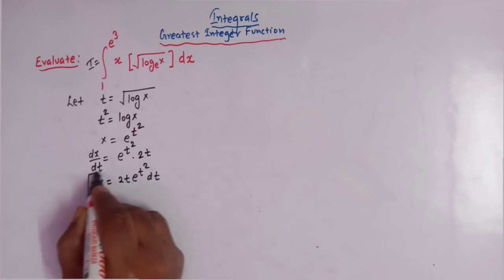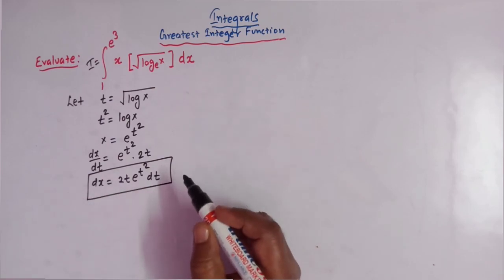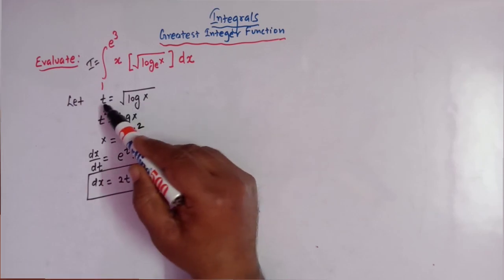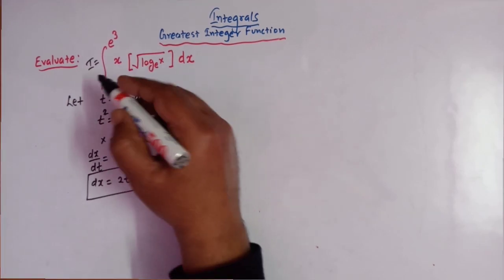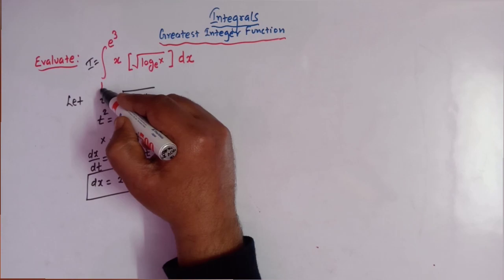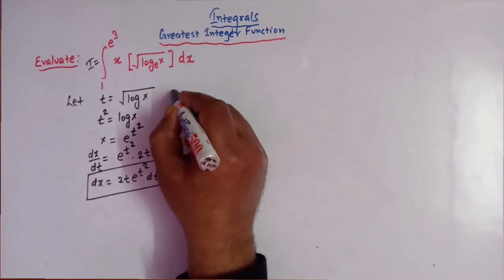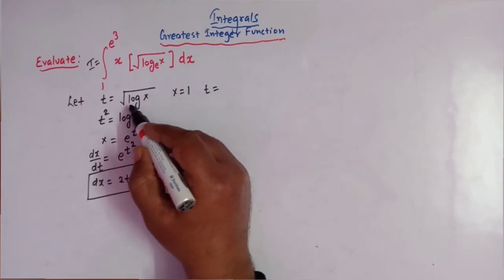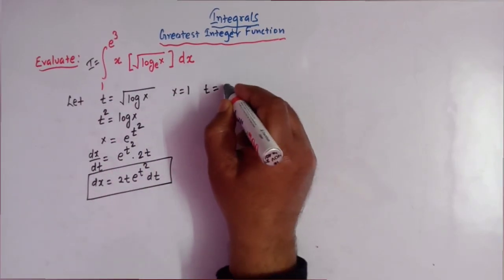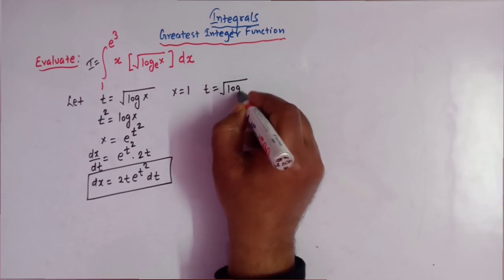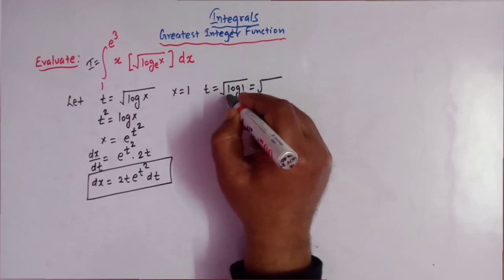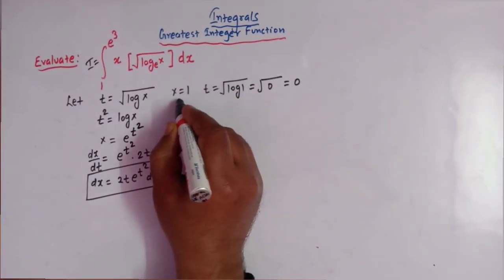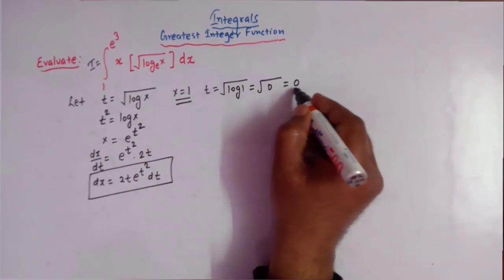Okay, so now we'll change the limits according to this substitution. Here the limits of integration vary from 1 to e cube. When x is equal to 1, the value of t can be obtained from this expression. This is square root of log of 1, and log of 1 is 0. So when x is equal to 1, t is equal to 0.